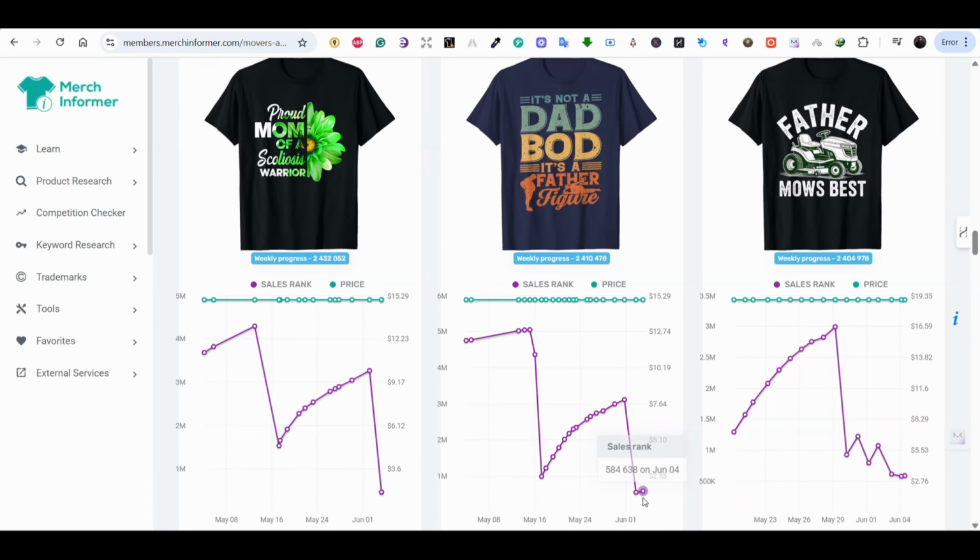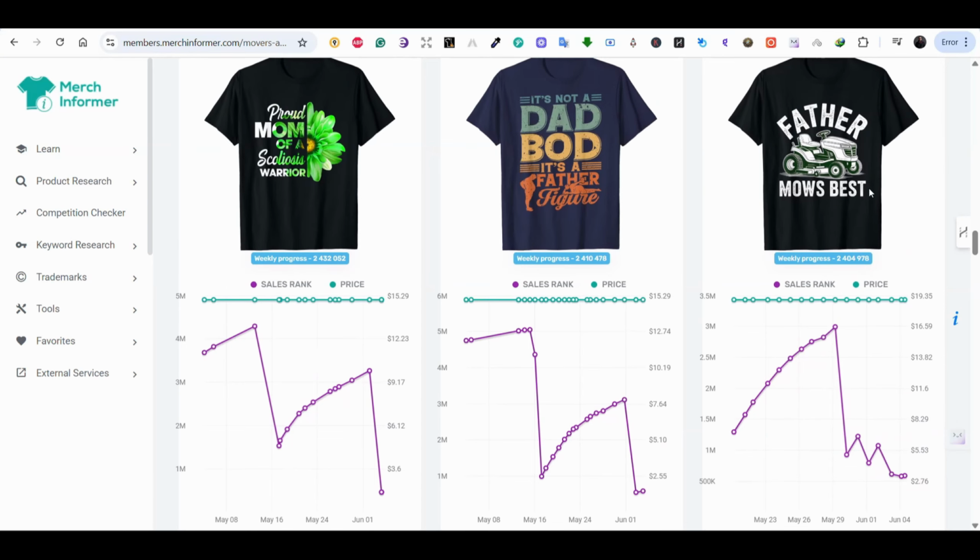And this design, it has jumps in sales. Also, it jumped between May 31st and June 2nd, which indicates sudden movement and sudden sales. So again, on May 29th the sales rank was 3 million, and then the sales rank became lower, which means higher sales.